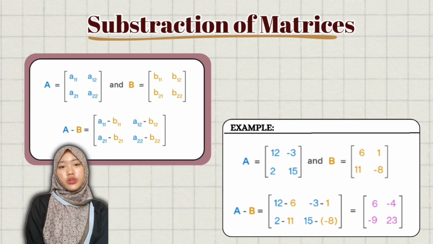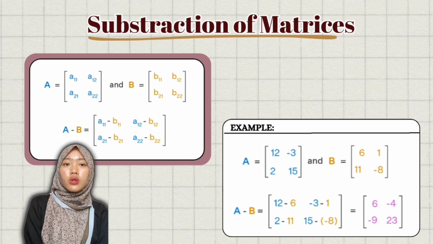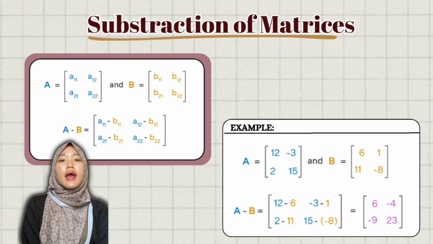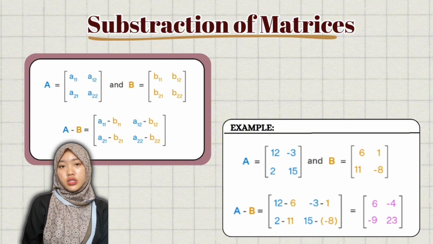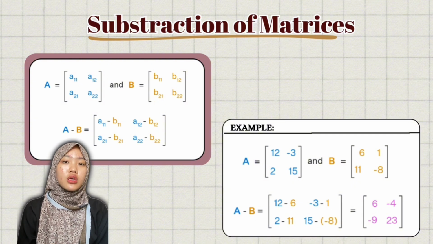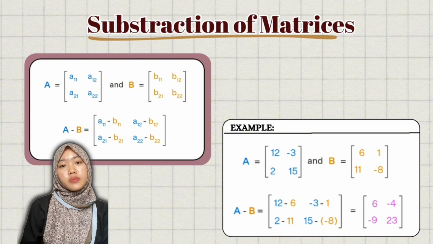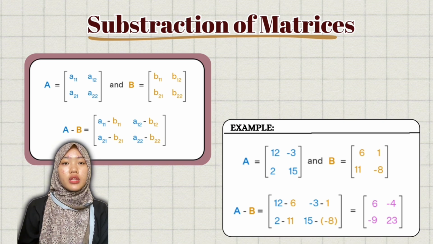The subtraction of matrices, or matrix subtraction, is only possible if the number of rows and columns of both matrices are the same. While subtracting 2 matrices, we subtract the elements in each row and column from the corresponding elements in the row and column of the other matrix.